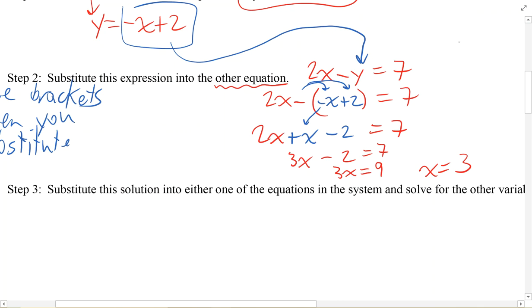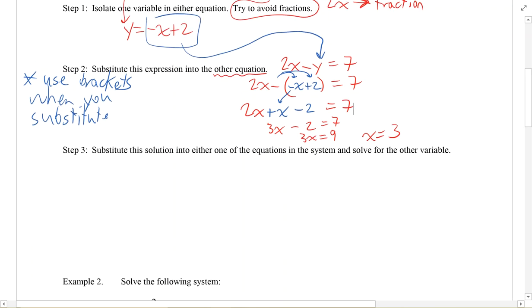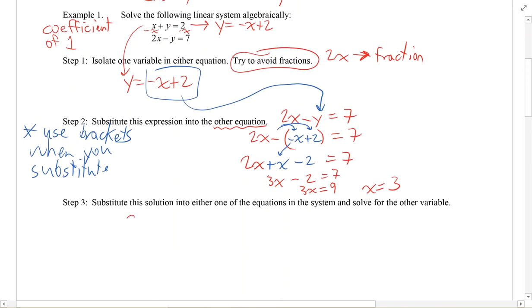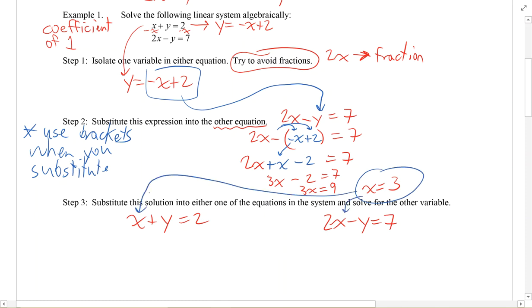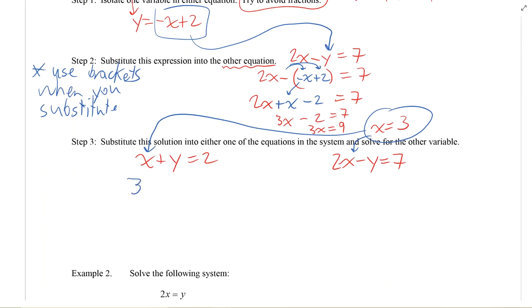What we do then is substitute that into either of the other equations. I will show you both. You can go x plus y equals 2, or use the 2x minus y equals 7. We will take the x equals 3 and substitute in, and I'll show you both of them work. You would only choose one, and you would choose the easiest one. So this would be 3 plus y equals 2, y equals -1.